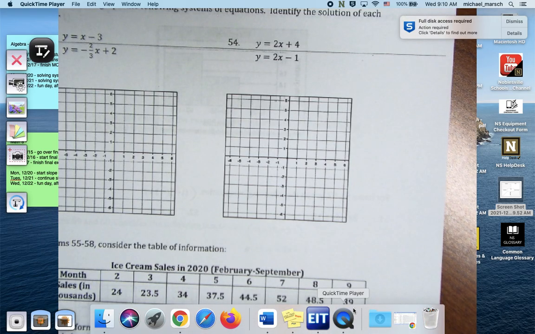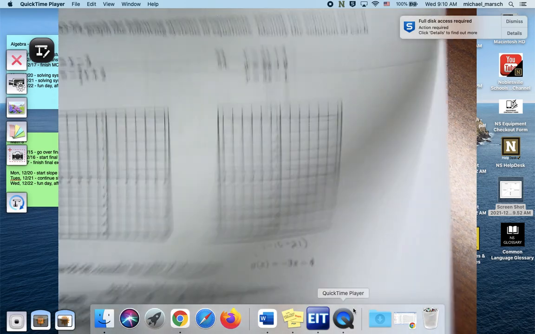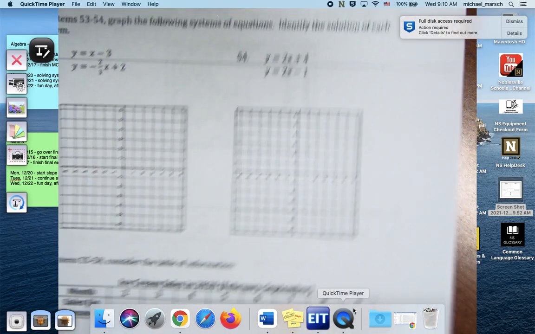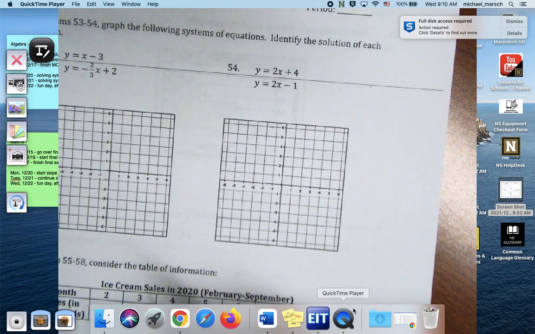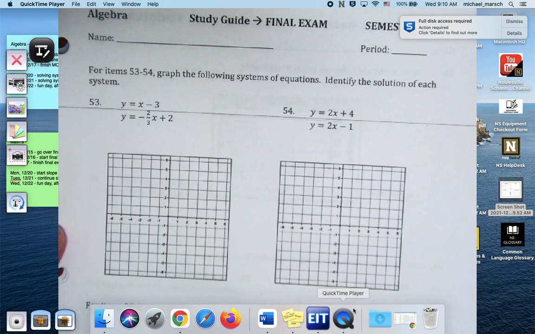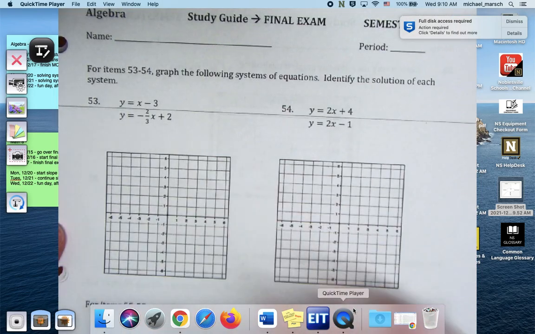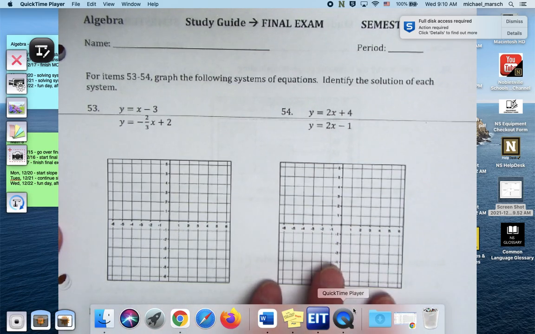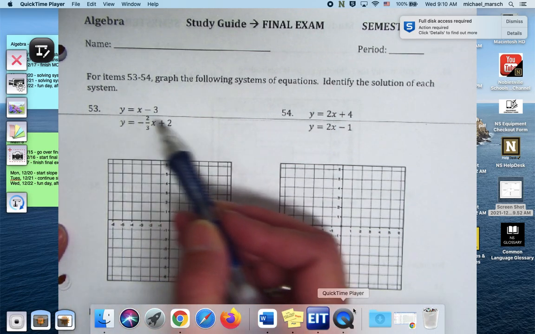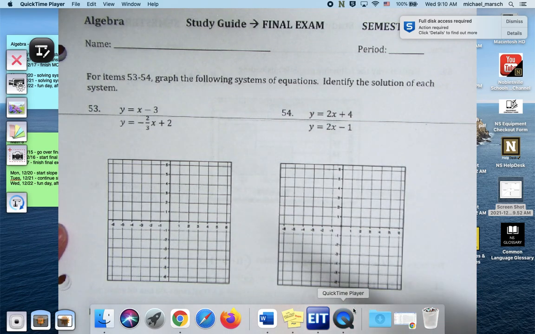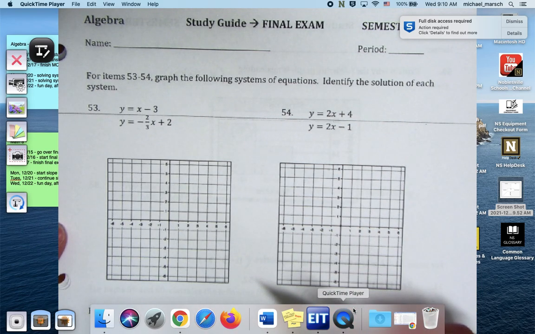All right. Let's see, how many do we have left? We're close. All right. So here we go, number 53. This is the one that's kind of out of order. Or no, this is the page that's out of order. So this is exactly what your packet has, though. Don't you guys like this line that the copier put on there? Isn't that pretty? Okay, let's graph these systems and identify the solution.